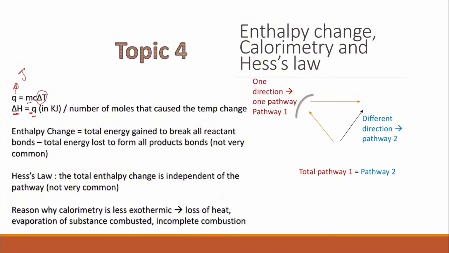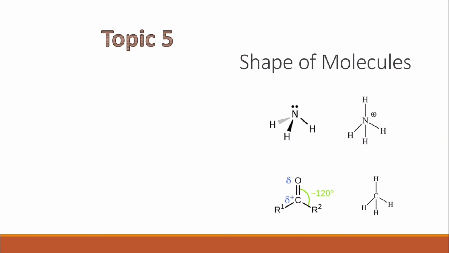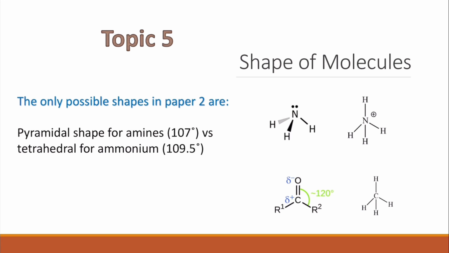Shape of a molecule. So there are only two possible shapes that can appear in paper 2. The first one is a comparison between amines and ammonium. Amines will have three bonding pairs and one lone pair, so the shape is going to be pyramidal and the bond angle is 107. For the ammonium ion, it's going to be tetrahedral because we have four bonding pairs with no lone pairs, and the bond angle is 109.5.